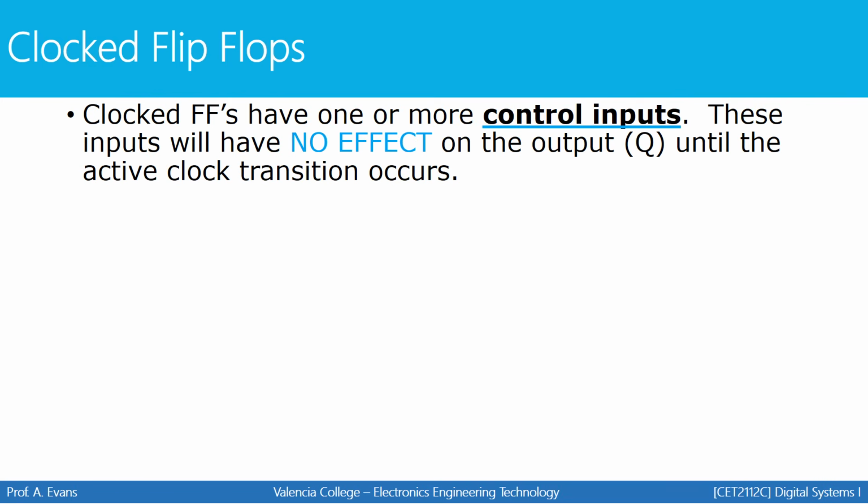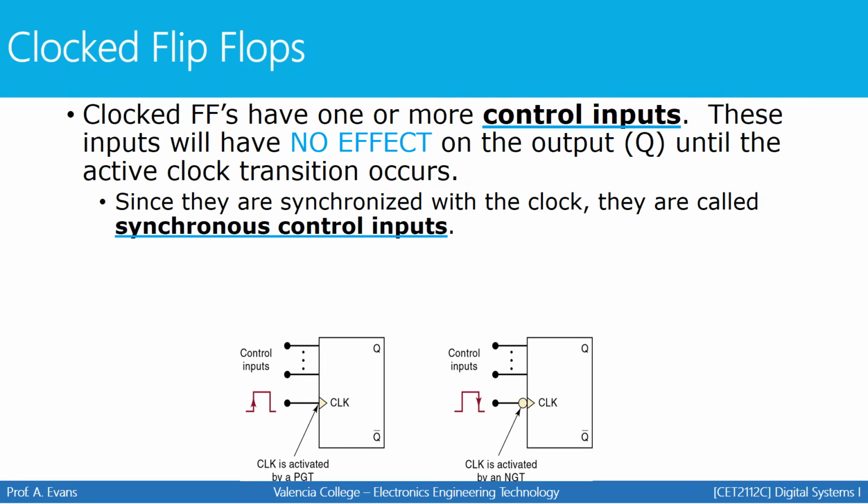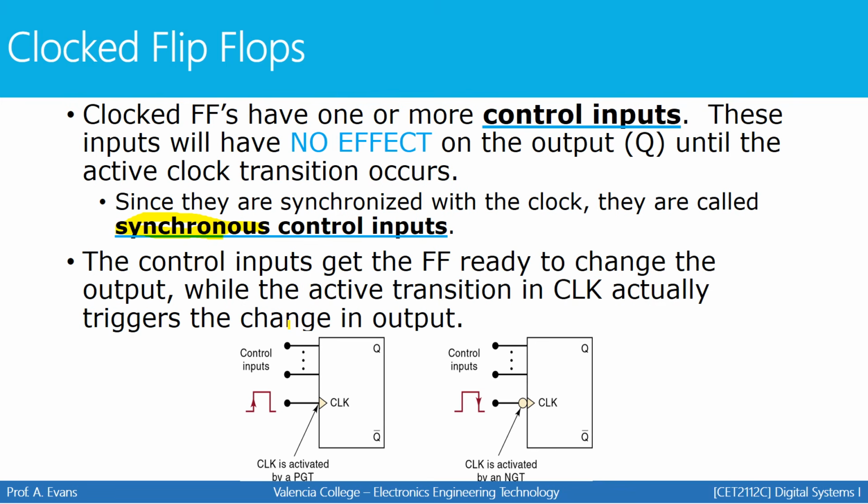Clocked flip-flops have one or more control inputs, things like set and reset. These inputs have no effect on the output until the clock makes its transition, positive to negative or negative to positive. Since they are synchronized with the clock, we call these synchronous control inputs. That means they have no effect until the clock makes a transition. The control inputs get the flip-flop ready to change the output, but the transition in the clock signal is what actually causes the change to happen.